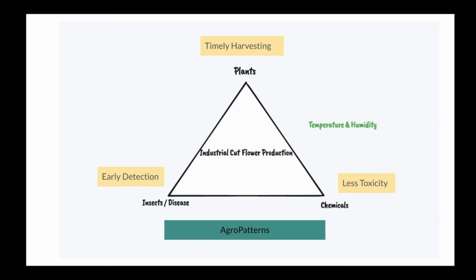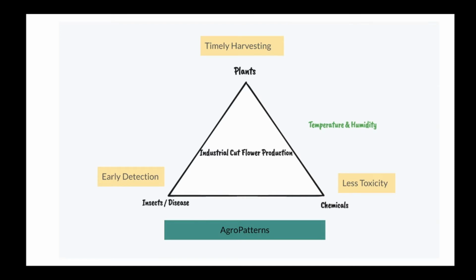There's also insects and disease that have these plants as their source of food. And there's also chemicals, which are the ways in which the flower grower attacks the insects and the disease. What we're trying to do with Agro Patterns is really detect the insects and disease present in these flower beds as quickly as possible. That basically helps the plants be healthier or less prone to issues.